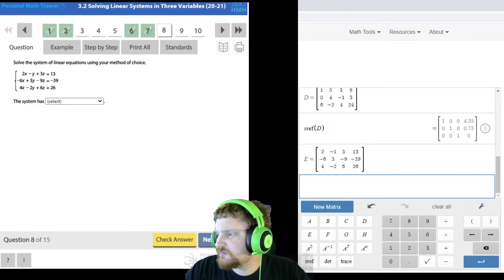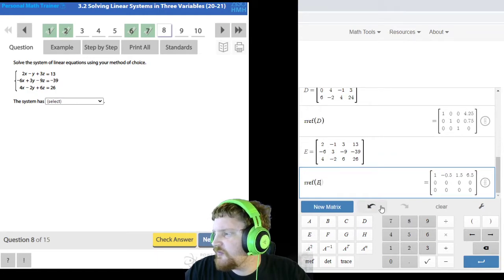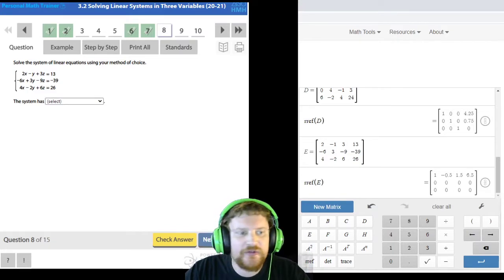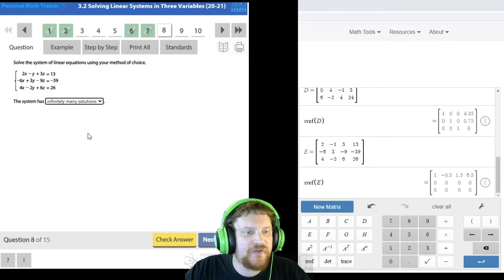26. Row reduced echelon form for E. Okay, I do not have a diagonal of 1s, but my bottom row is 0, 0, 0, 0. Since they're all zeros, that tells me the system has infinitely many solutions.